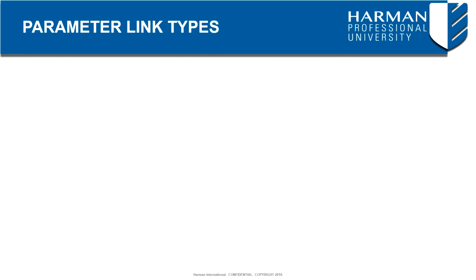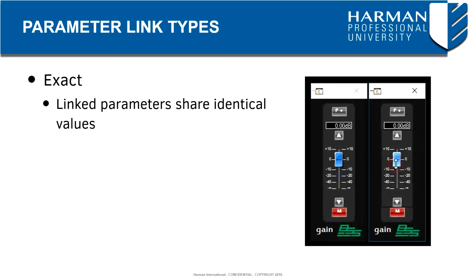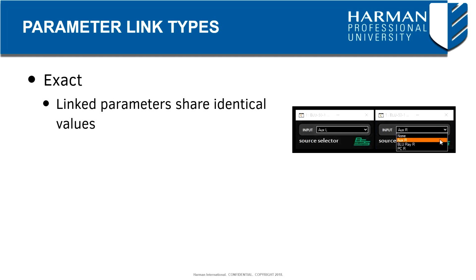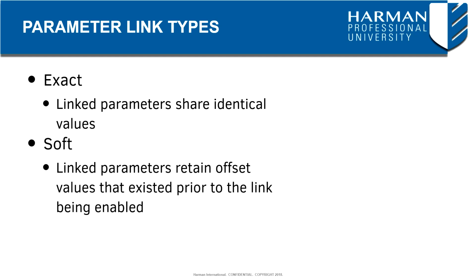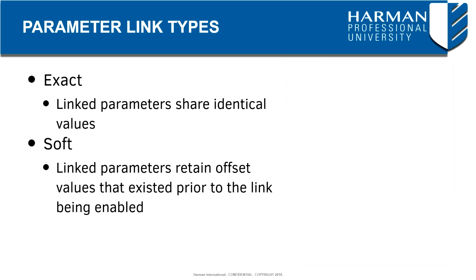There are four types of links. Parameters linked together using an exact link will track together at identical values regardless of which parameter is modified. This can be useful for creating stereo-type controls such as a stereo gain, a stereo mute, or a stereo source selector. Parameters linked together using a soft link will track together with any offset values that existed before the link was created or enabled.